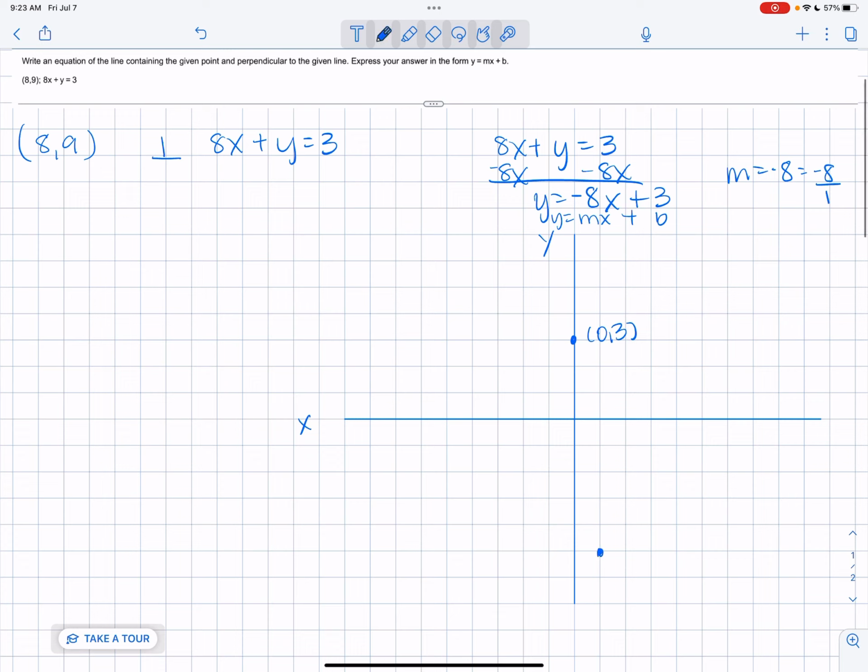All right, we're going to connect the dots with a straight line. That did not work. Let me try again. I think I can do a little better than that. I'd do better if I had a ruler. Okay, so there we have the line 8x plus y is equal to 3.